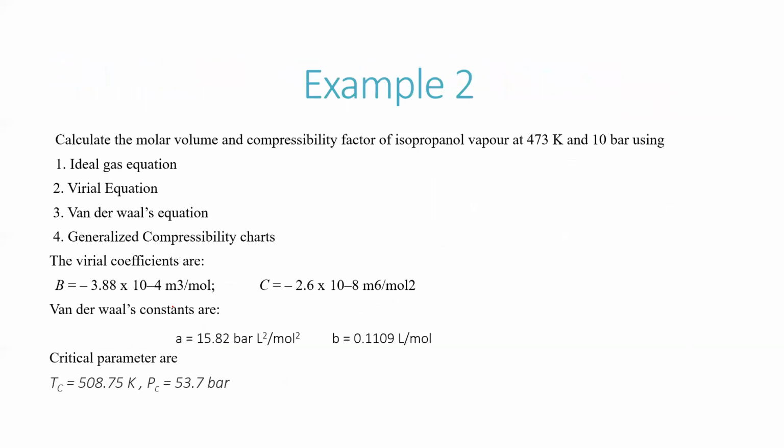All right, with this we move on to example number 2. Calculate the molar volume and compressibility factor of isopropanol vapor at 473 Kelvin and 10 bar using the ideal gas equation, Virial equation, van der Waals equation, and generalized compressibility charts. We have to use all these equations to calculate the molar volume, and this is the data that has been provided to us.